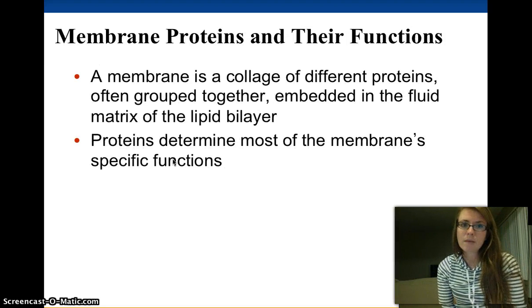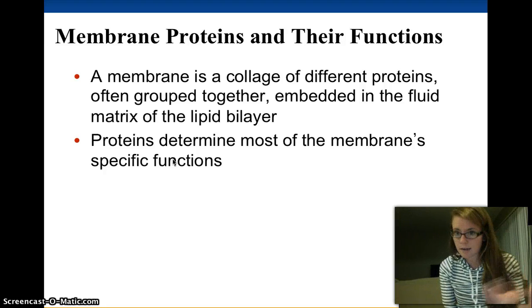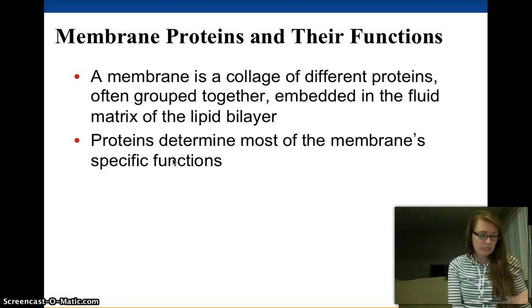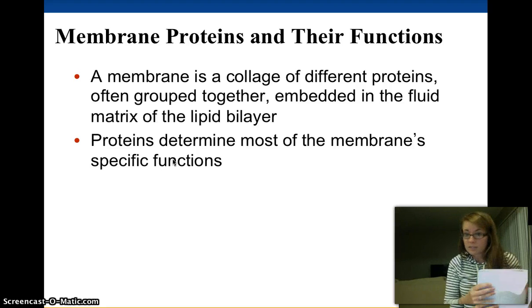So, membrane proteins and their functions. We talked a lot about the phospholipids. Now let's talk about the actual proteins, the other part of the cell membrane. There are tons and tons of different proteins inside the cell membrane. For example, a red blood cell has been found to have 50 different kinds of proteins on it. That's a lot for something so tiny.